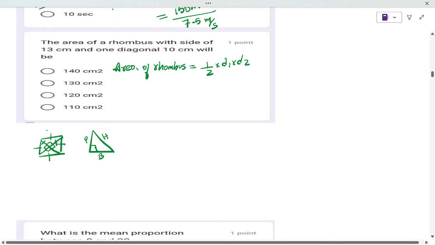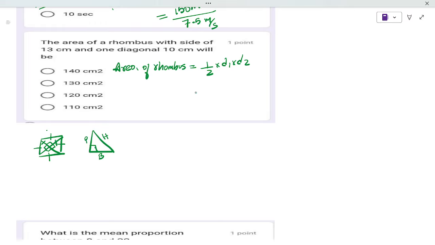Half of the diagonal, or no? Half of the diagonal, yes. So since we know diagonal 1, we are assuming diagonal 1 as 10, and diagonal 2 is what we need to find. Alright. Let diagonal 1 be 10. Half of diagonal 1 will be 10 by 2, which is equal to 5 centimeters.